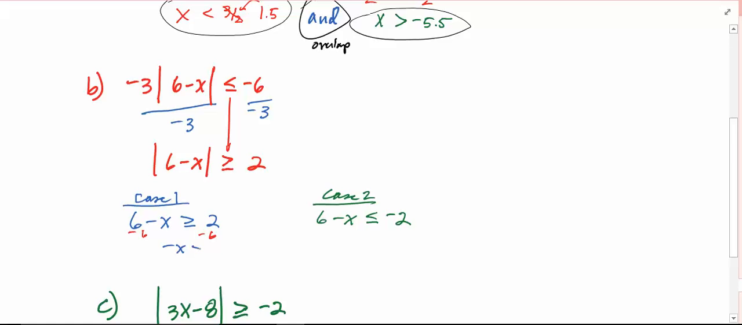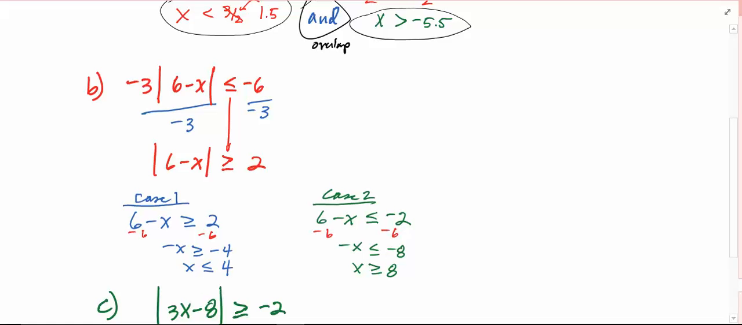I have negative x greater than or equal to negative 4. I flip the symbol because I'm dividing by negative 1, so x less than or equal to 4. For the other one, I'm going to go minus 6, minus 6. Negative x is less than or equal to negative 8. I'm going to flip the symbol because I'm dividing by negative. I just didn't show that work. So I get x greater than or equal to 8.